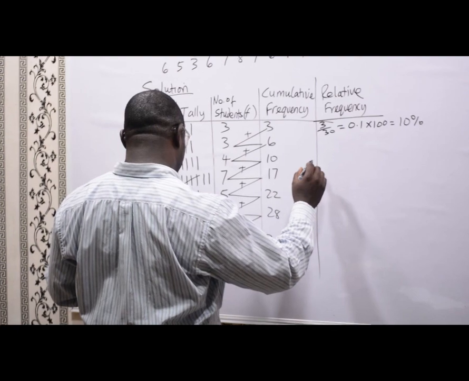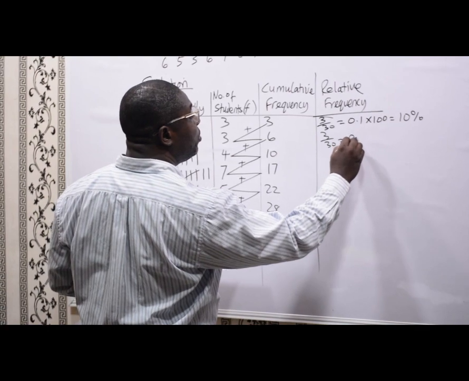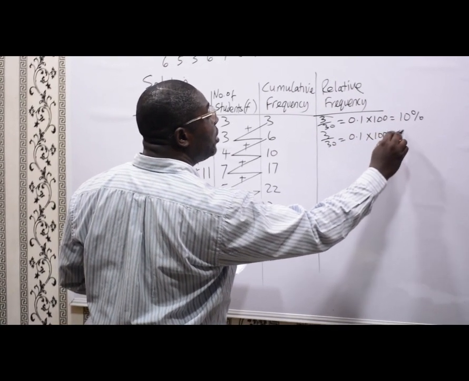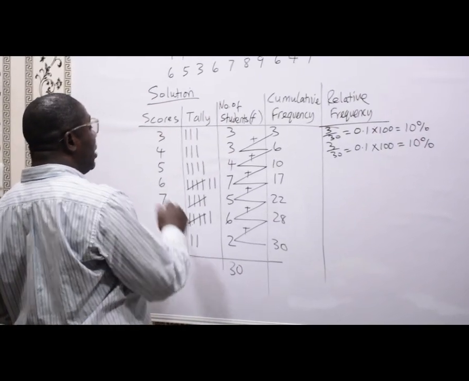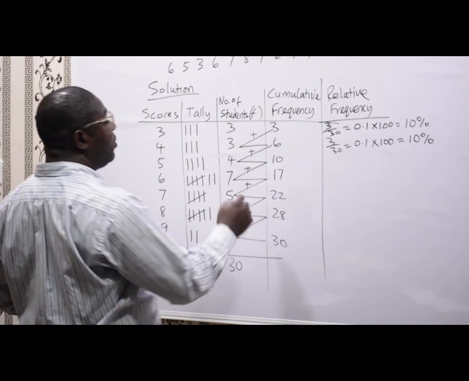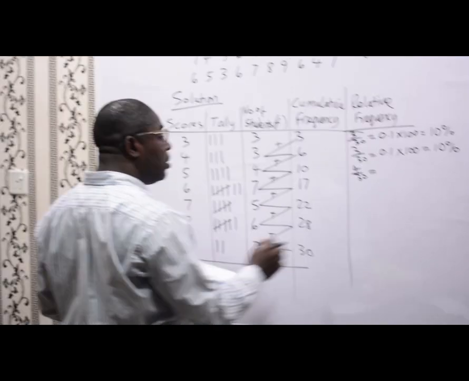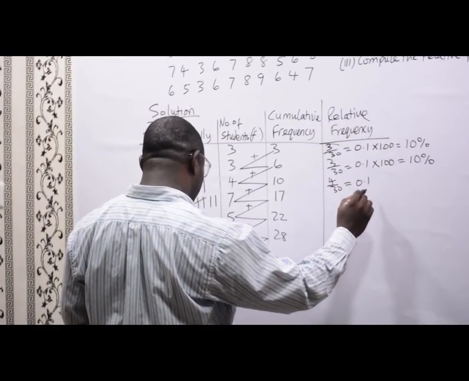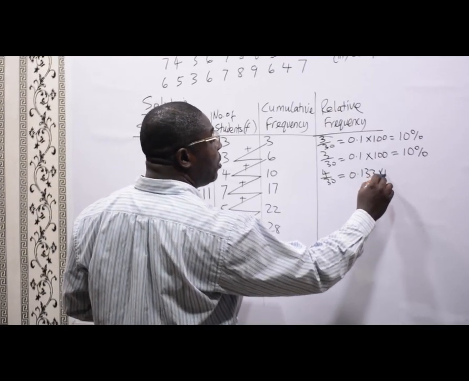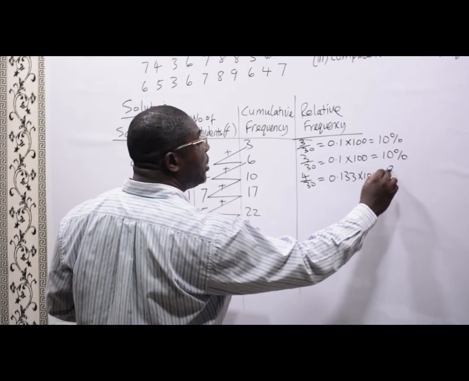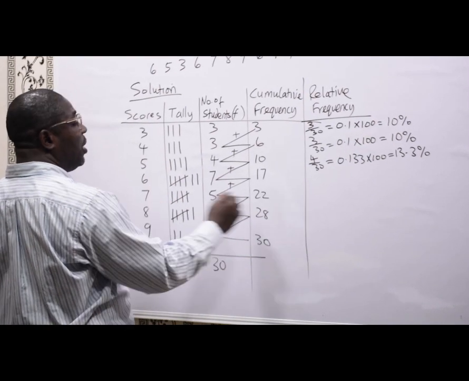The next one is still 3. 3 students scored 4. So 3 over 30 will still be 0.1. Times 100, that's 10%. So 10% of the students scored 4. The next one is 5, with a frequency of 4. So 4 divided by 30 equals 0.133. Times 100 will give us 13.3%.